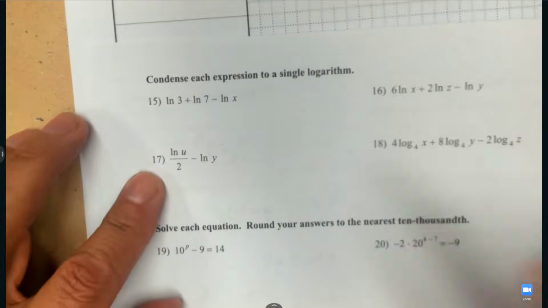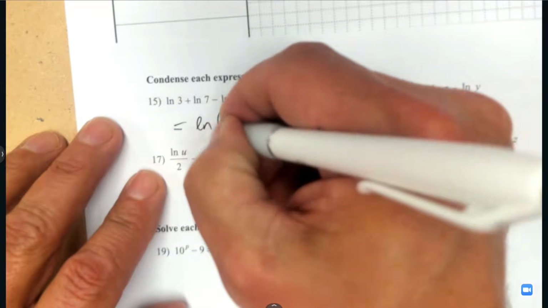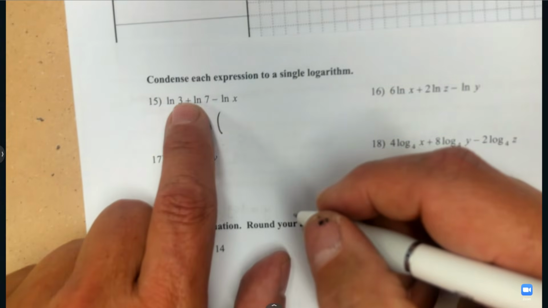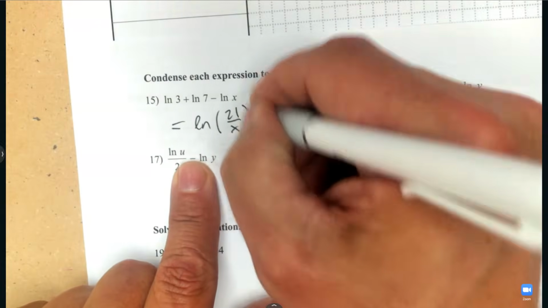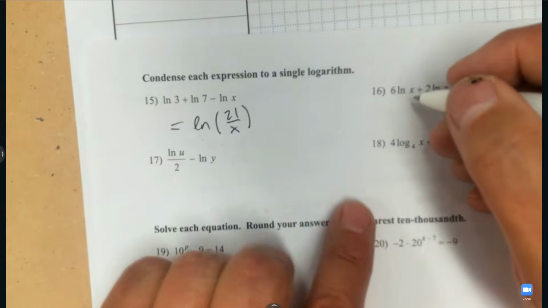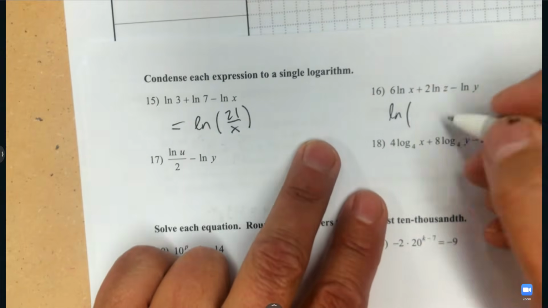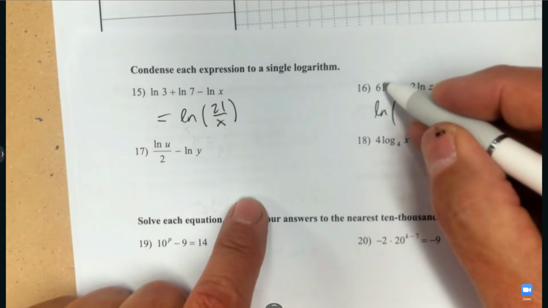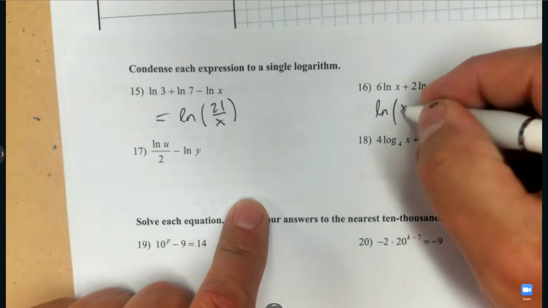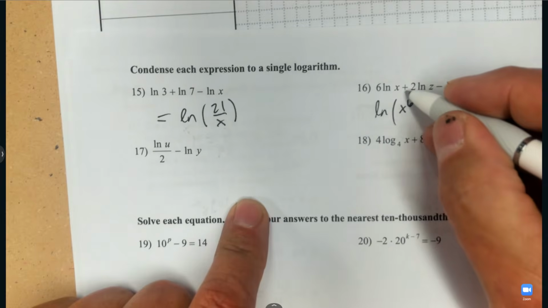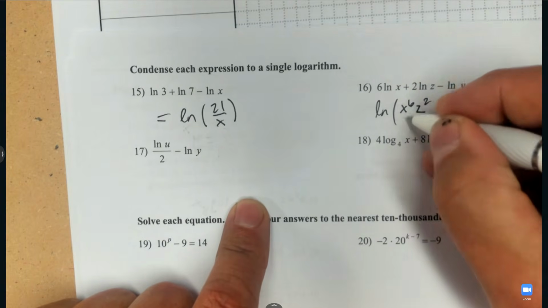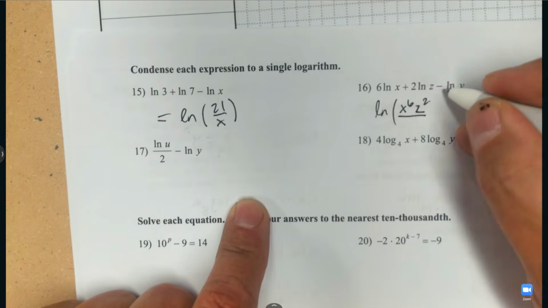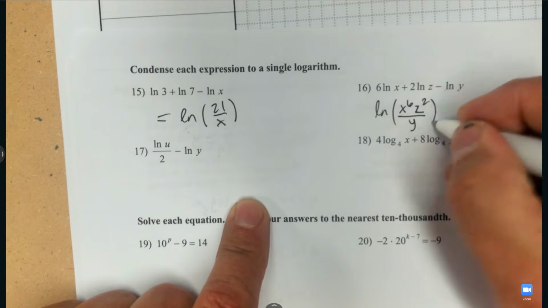Using properties in the other direction, one logarithm, and then if you see adding, you multiply it. So 3 times 7, and then divide by x, one logarithm. Here, if I see a number in front, it's the exponent, so it's x to the 6th times, again the exponent, z squared, and then divide by y.